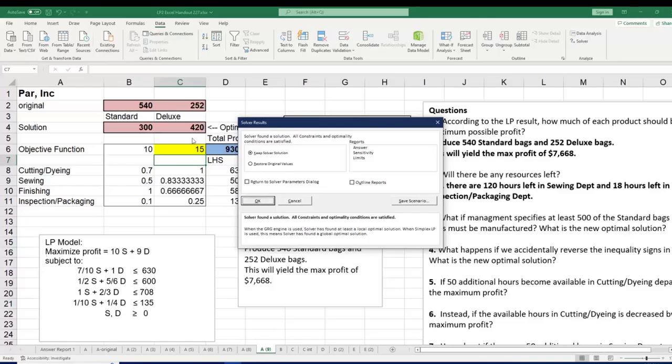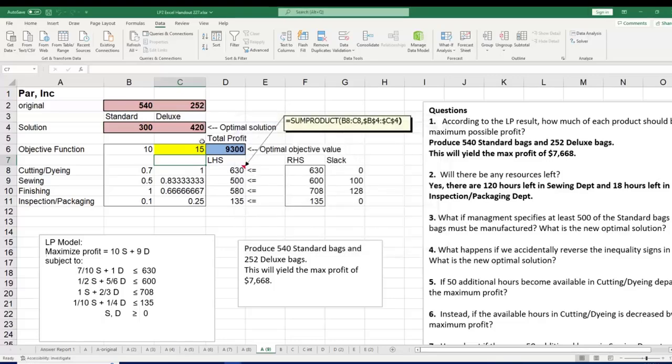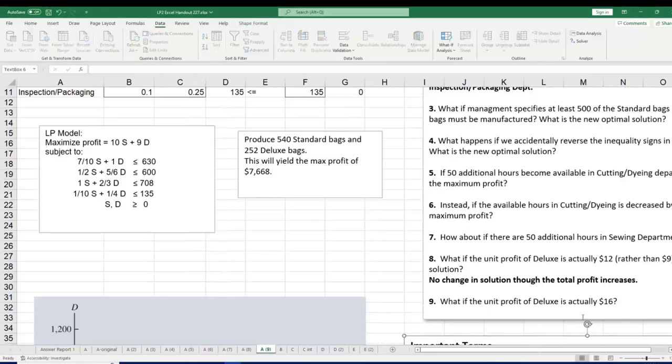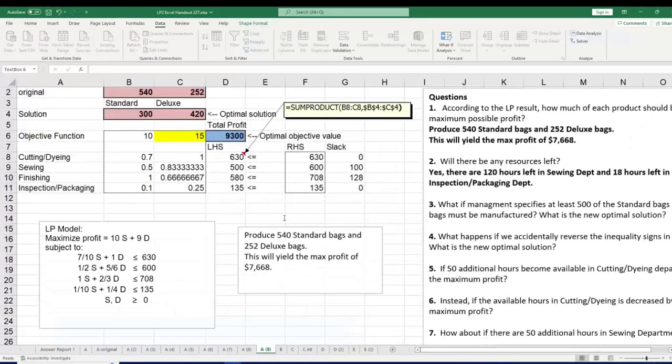Oh, okay. Something happened here. Something between 14 and 15, there's a change. There's a shift there. Now it's 304.20. I'm making more of the deluxe than before, and less of the standard than before. So let's take a look at the question here. Now, what if the unit profit is actually $16? That is higher than 15, so it's going to give us this new solution.